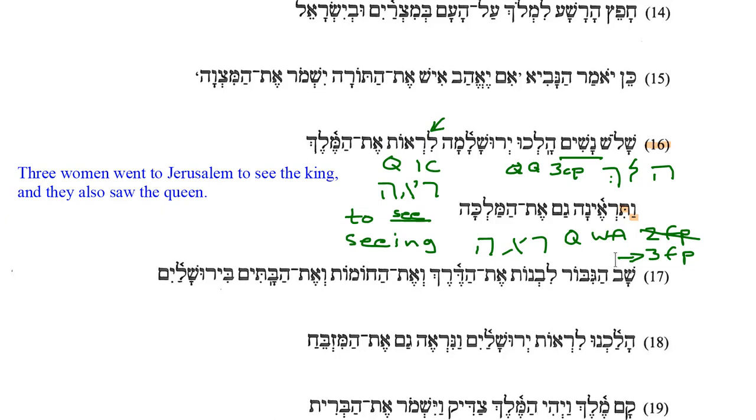The Yiqtol is past tense, particularly when we're following on a past tense, which is what this Yiqtol gave us by default. So past tense, past tense. The women went to Jerusalem to see the king. The idea of to see comes from the infinitive construct, and then, and they also saw the queen. So here are some examples of Yiqtol forms.